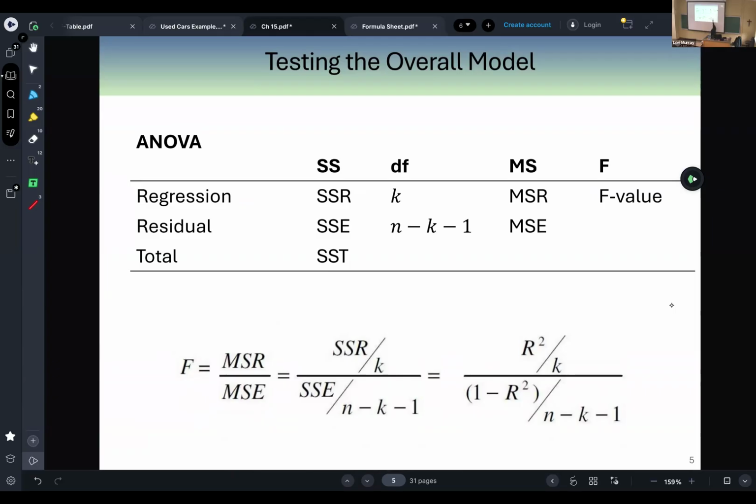Or if you know R squared, you can also get the F value using this formula. Whatever you have handy, that's what you use. Most of the time it's MSR divided by MSE. That's the most straightforward, because we usually have the table.